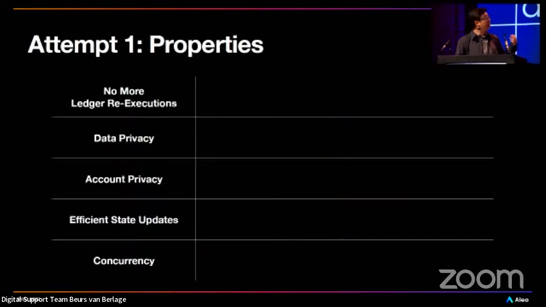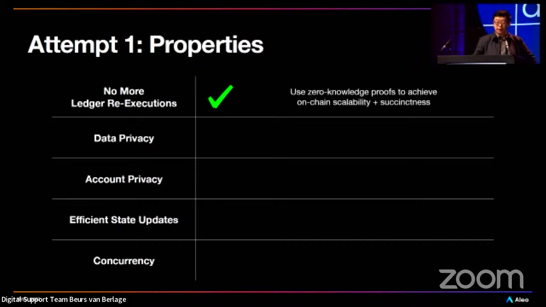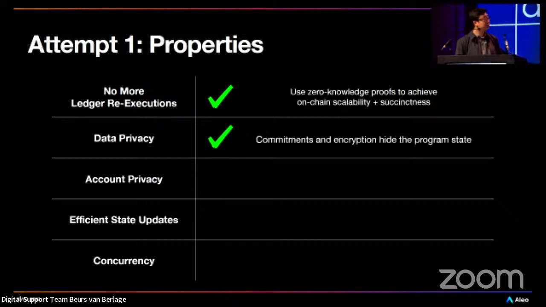So if we analyze the properties that we just designed from this strawman construction, first it's clear that this design is technically more scalable on-chain. And in a moment we'll see what the impacts were off-chain. But the rationale here is that as computations are now predicates that can be executed with a succinct zero-knowledge proof, we no longer need ledger re-executions in this design. Second, we achieve data privacy as we commit to the value and encrypt data and storage in our model.